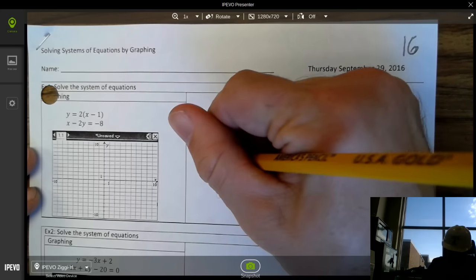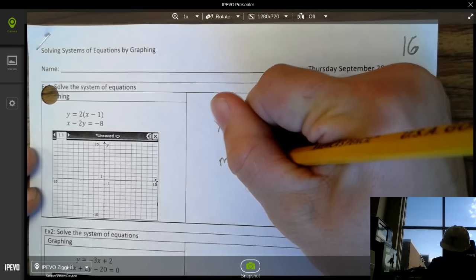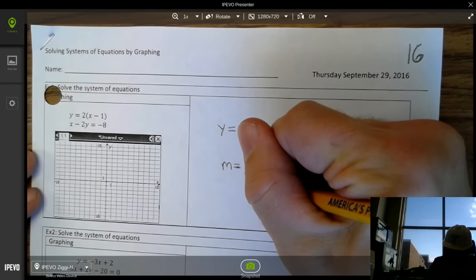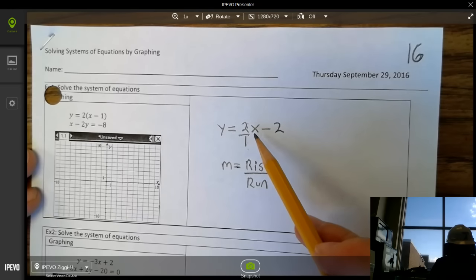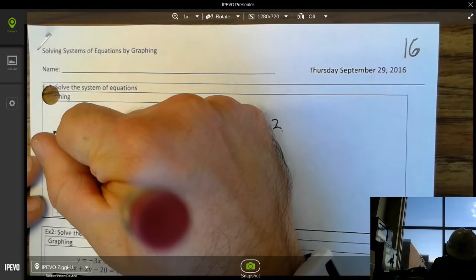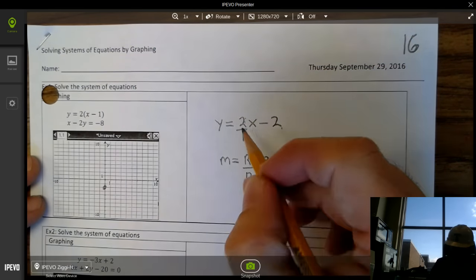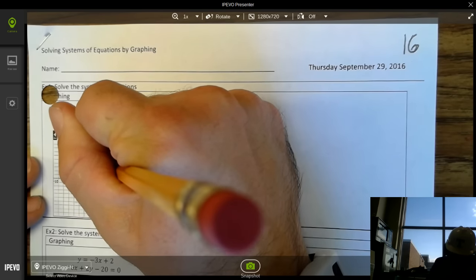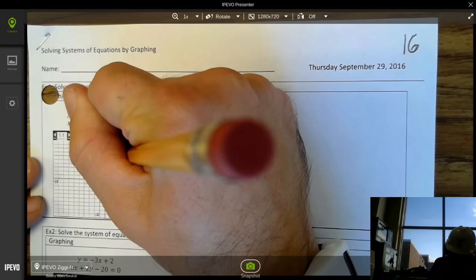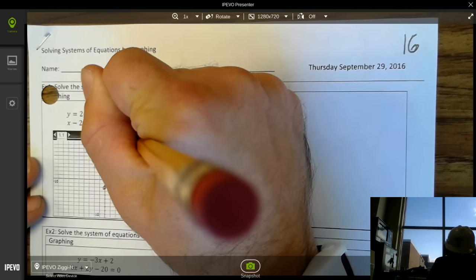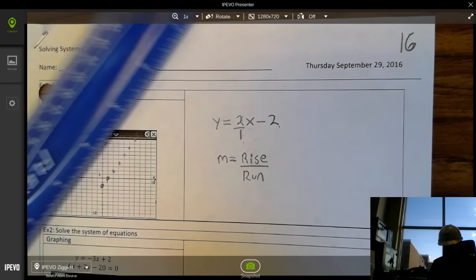Slope is rise divided by run. We know from the notes that this is slope-intercept form, and this is the slope and this is the y-intercept. So we're going to start at 0, negative 2. From there, we use the slope: up 2 to the right 1, up 2 to the right 1, and so on. Now draw up.